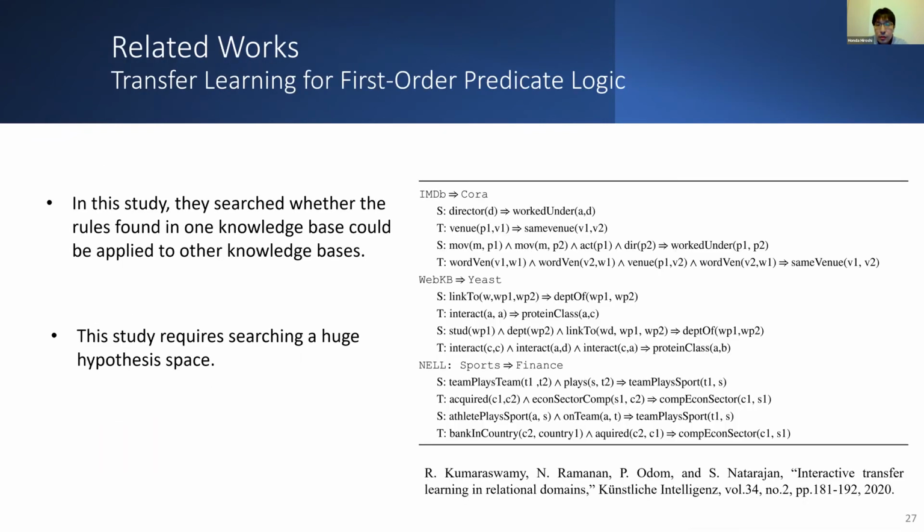Next, I will introduce transfer learning for first-order predicate logic as related works. In this study, they searched whether the rules found in one knowledge base could be applied to other knowledge bases. This is an example of transfer learning. This study conducted brute force searching to verify if rules apply to another knowledge base. Therefore, this study required searching a huge hypothesis space.